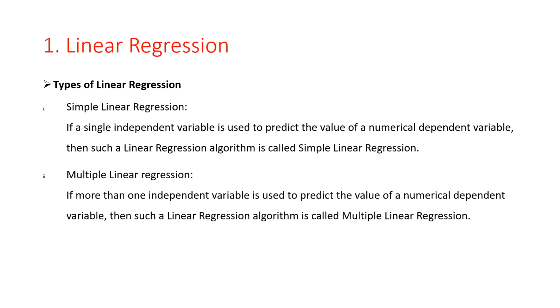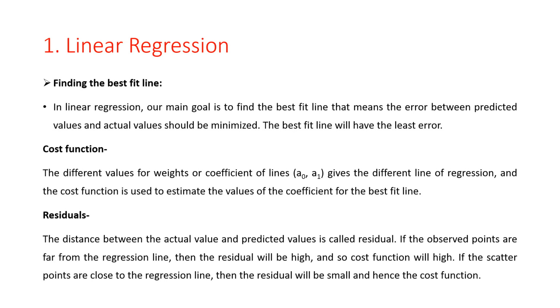The next is finding the best fit line. How to find the best fit line in linear regression? When working with linear regression, what is our main goal? To predict the value of the numerical dependent variable, our main goal is to find the best fit line. That means the error between the predicted values and the actual values should be minimized. The best fit line will have the least error.